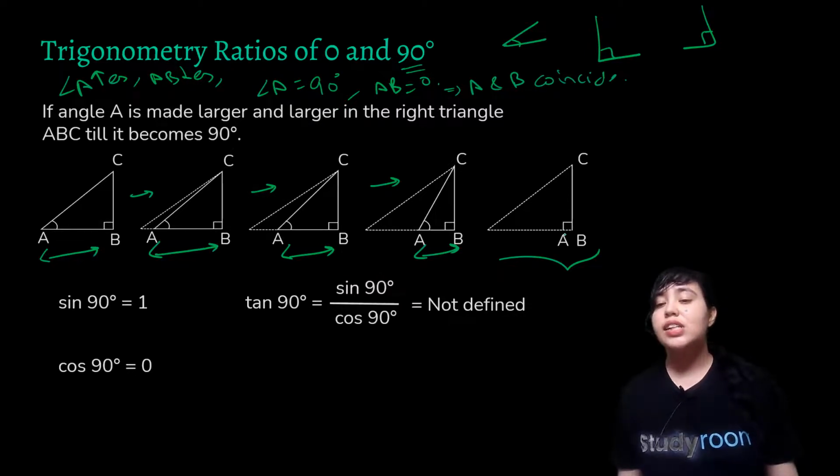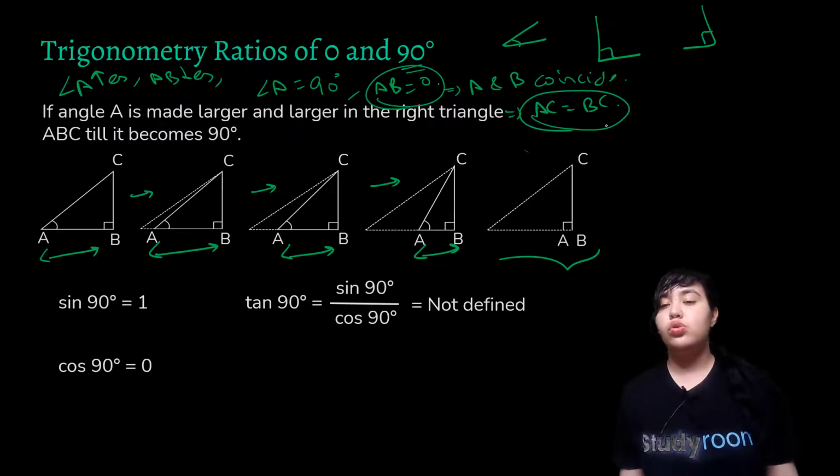If that is the case, then the distance of point A from C and B from C should be the same. That means AC should be equal to BC. So AB is 0, and AC and BC become equal when angle A is 90 degree. So now I know the values of the three sides, I can find out the trigonometry ratios for the 90 degree angle.